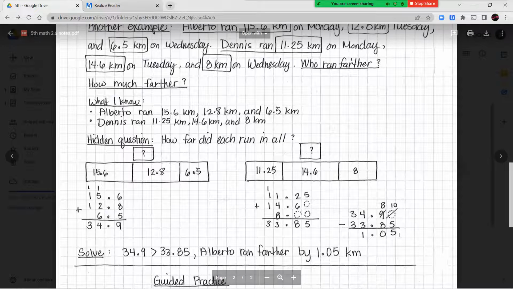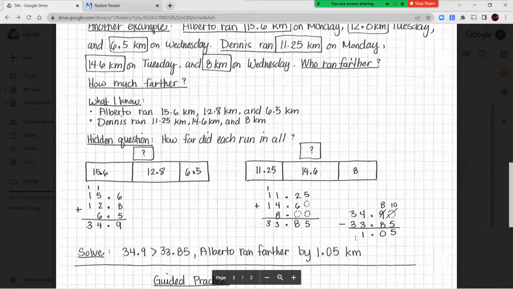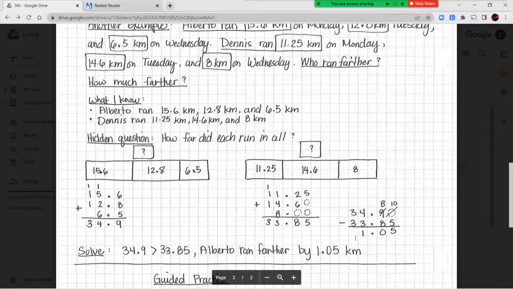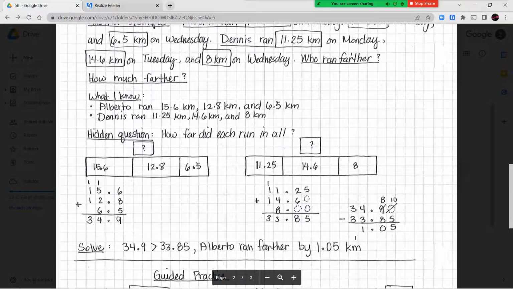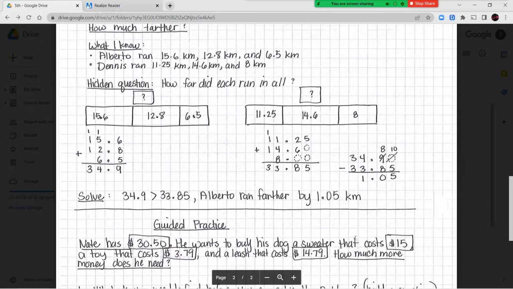I put in my 0 placeholder to do my subtraction. Nothing minus 5, I can't do that. So that 0 became a 10 because I borrowed from the 9 next to it. So that 9 became an 8. 10 minus 5 is 5. 8 minus 8 was 0. Dropped my decimal point. 4 minus 3 was 1. And then 3 minus 3 was 0. So to answer the question, Alberto ran farther by 1 5/100 of a kilometer than Dennis.